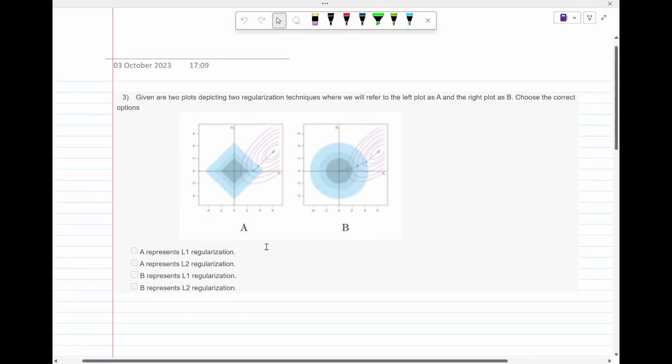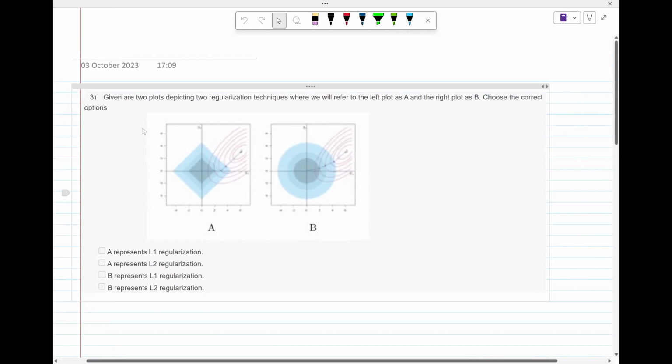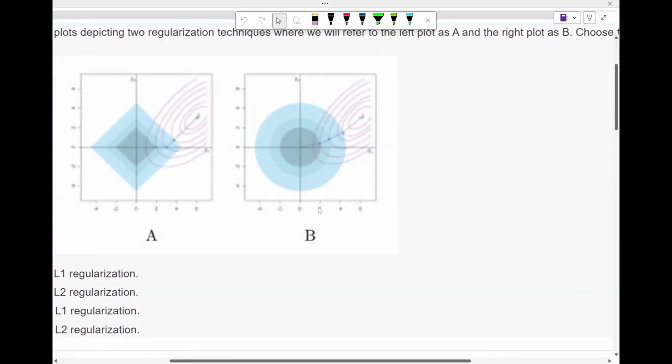Okay, now let's look at this question. Given are two plots depicting two regularization techniques, where we will refer to the left plot as A and the right as B. Choose the correct options. A represents L1 regularization, B represents L2, or A represents L2. Which is L1 and L2? That is what we need to say. I think it is not very clear.